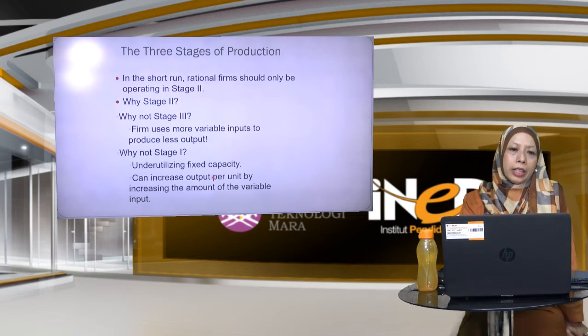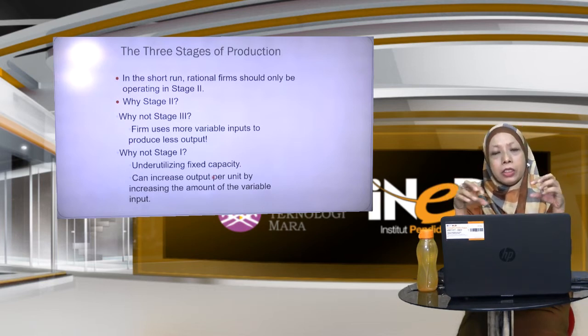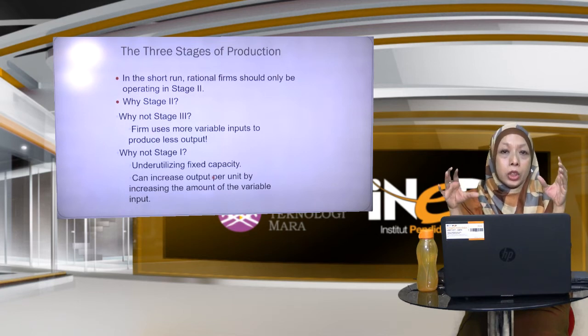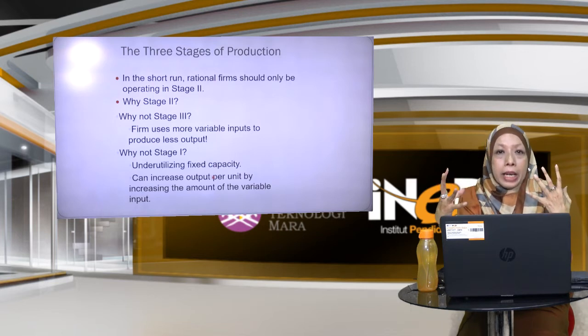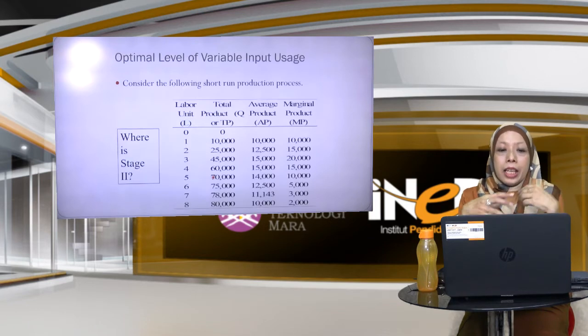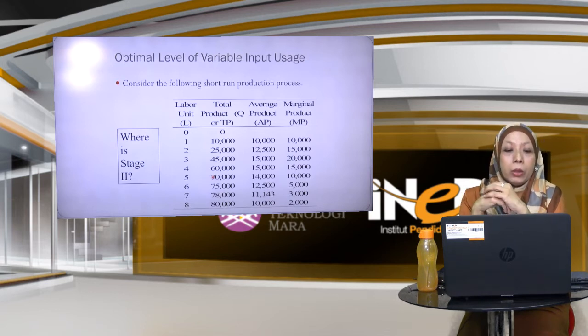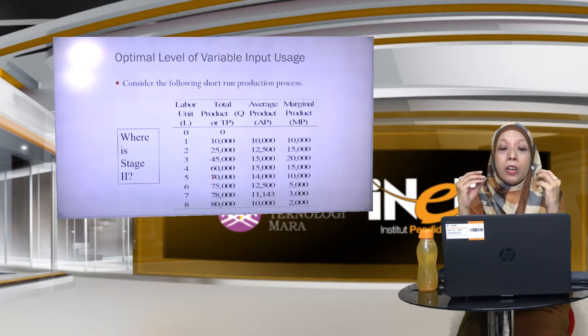So far, all you can identify is the interval or range in which a company should hire labor, but you don't know exactly how much labor to hire. So this brings us to another section, the optimal level of variable input usage. What we have here is a production table. We have the variable input, labor. We also have the corresponding values for total product, average product, and marginal product.